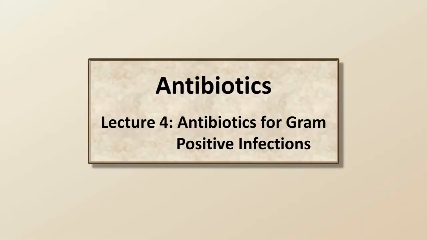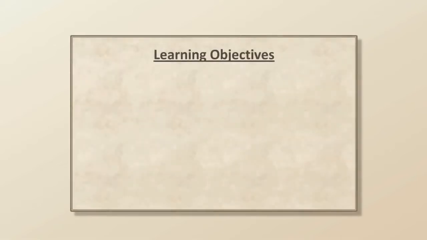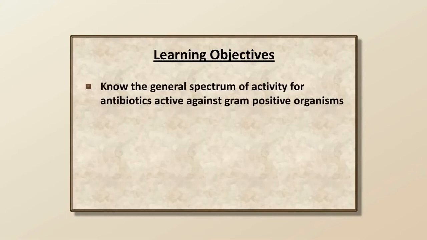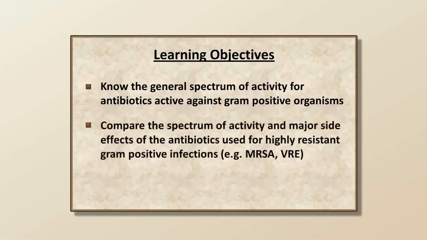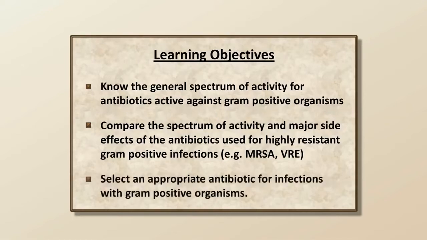The topic is antibiotics for gram-positive infections. The learning objectives are first, to know the general spectrum of activity for antibiotics active against gram-positive organisms. Second, to be able to compare the spectrum of activity and major side effects of the antibiotics used for highly resistant gram-positive infections, that is, methicillin-resistant Staph aureus, or MRSA, and vancomycin-resistant enterococcus, or VRE. And third, to be able to select an appropriate antibiotic for infections with gram-positive organisms.